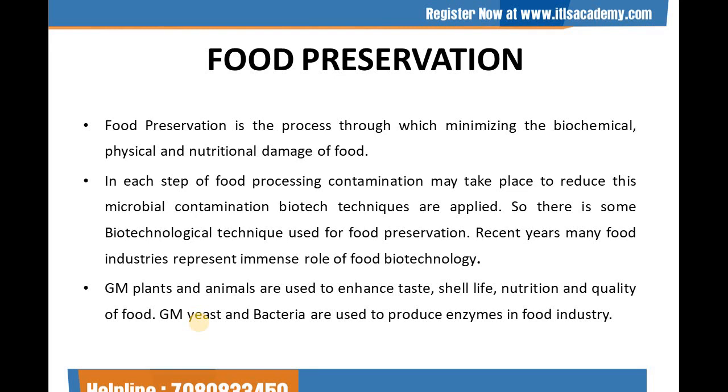So there are some practical techniques used for food preservation. In recent years, many food industries play an immense role in food technology. Genetically modified plants and animals are used to enhance taste, shelf life, nutrition, and quality of the food. Genetically modified yeast and bacteria are used to produce enzymes in the food industry.